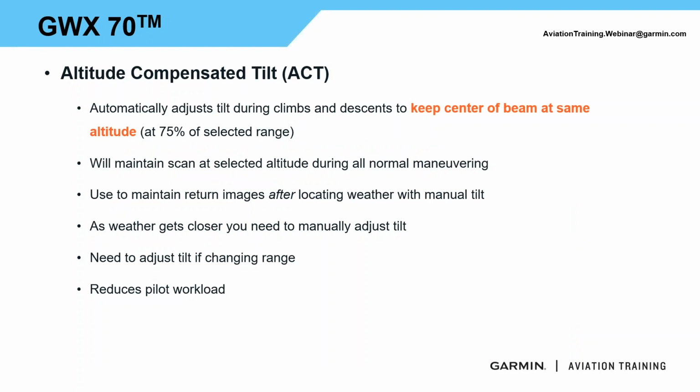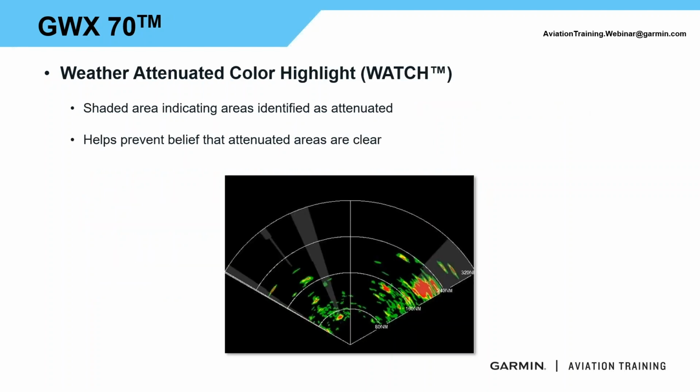Altitude compensated tilt. So this is where your beam is going to be pointed at whatever the 75% of the selected range is. So at 100 miles, it's going to be pointing the tilt at whatever is at 75 miles, because that's 75% of 100. So as you climb, your beam is going to be tilted automatically to keep it pointed at whatever was at 75% of the range selected. This is a tool that can be used during climb. But once you get to your altitude, make sure and turn it back off, all right, to keep it in your normal tilt management techniques.